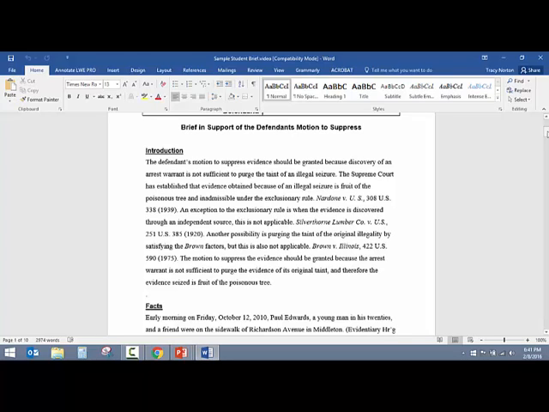The defendant's motion to suppress evidence should be granted. First of all, Motion to Suppress Evidence should be capitalized because it refers to an actual document that has been filed by someone in court.